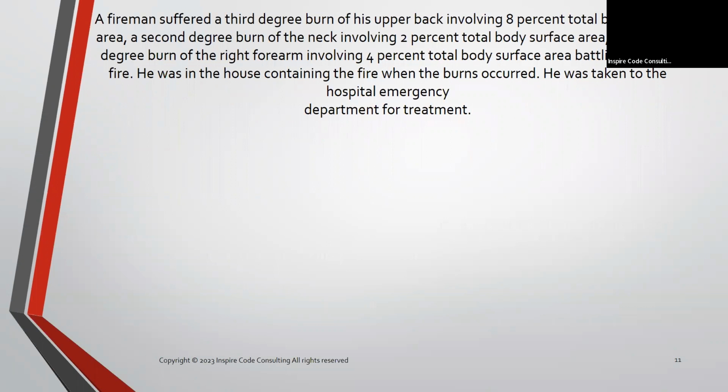So a fireman suffered a 3rd-degree burn of his upper back involving 8% total body surface area, a 2nd-degree burn of the neck involving 2% total body surface area, and a 3rd-degree burn of the right forearm involving 4% total body surface area, battling a house fire. He was in the house containing the fire when the burns occurred. He was taken to the hospital emergency department for treatment.